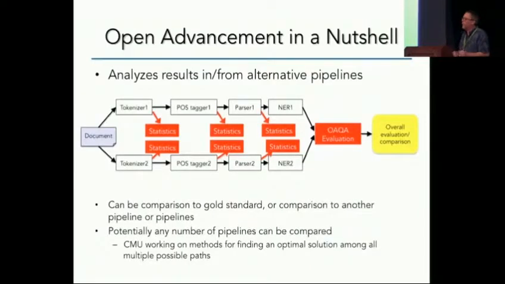And so this is what open advancement would look like in the LAPPS Grid, where we've got 2 pipelines, 2 workflows, and in each step of the workflow, we're collecting statistics and doing an evaluation at the end of the pipeline. Then we can go in and tweak the little components, rerun the pipeline, and see if we're making things better or worse as we go along.